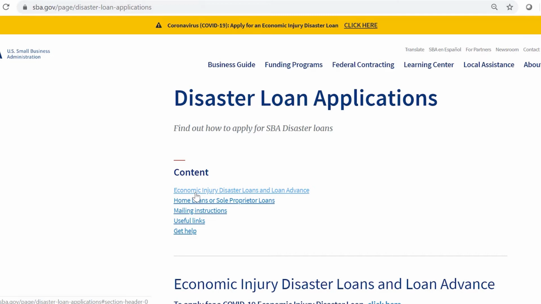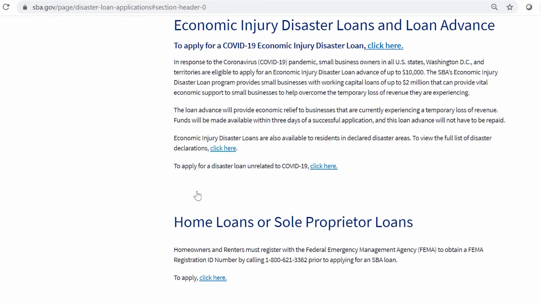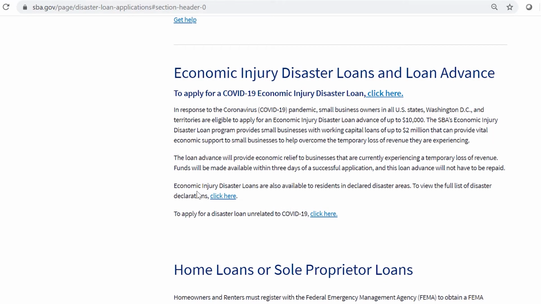That is the shortcut, because if you click there, it takes you directly to the $10,000 application. Now, if you don't find that pop-up, the long way would be to click apply for assistance, and then it will take you to disaster loan applications, and then you will see a link called EIDL, Economic Injury Disaster Loans and Loan Advance. And then once you're there, you will see another sentence that says to apply for COVID-19 EIDL, click here.